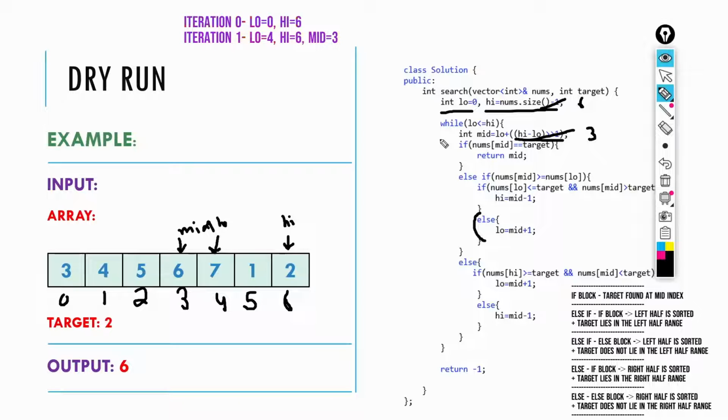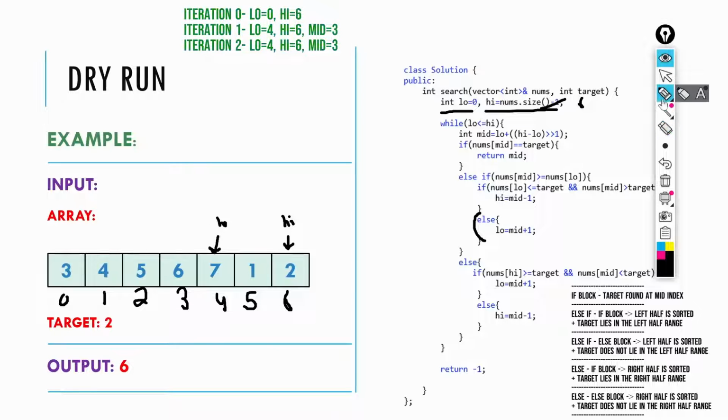We'll come outside again. We'll recalculate the mid element. Low is 4 and high is 6, so the mid would be 5. Since the value of the mid element is 1 and is not equal to 2, we go to the else if block. Since the middle element 1 is not greater than or equal to 7, the left half is not sorted, we go to the right half. We check if the target lies in the right half range, that is 1 to 2. Since the target is 2 and it lies in that range, we update our low pointer to mid + 1.